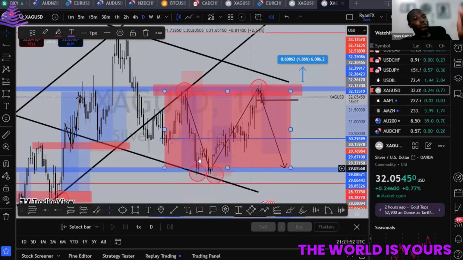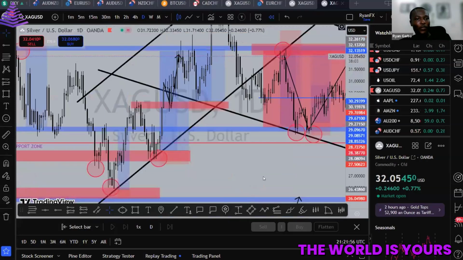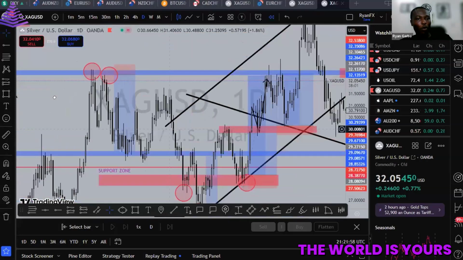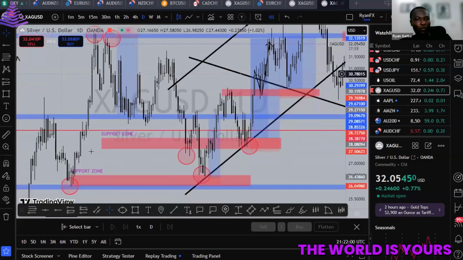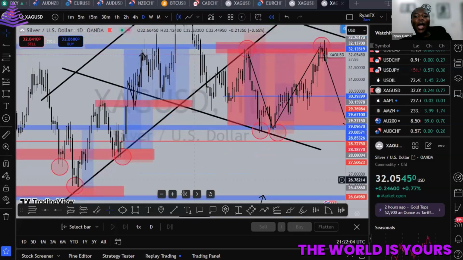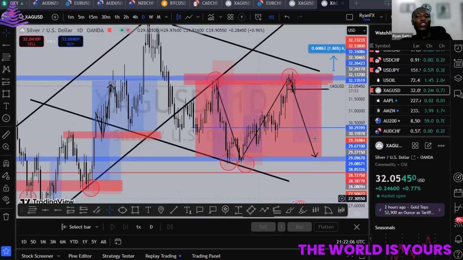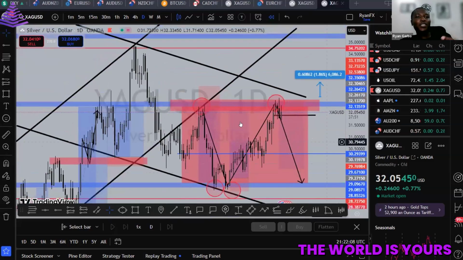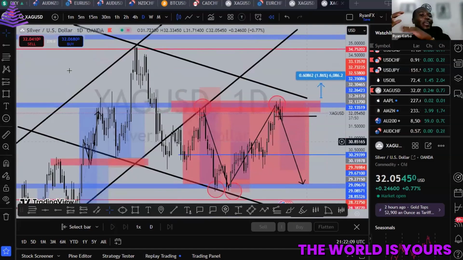Okay, so we spotted some here. Double top, double bottom. It's the same thing. You see, price, there's nothing new on the market. It keeps repeating the same old thing, but it takes time. And trust me, on the higher time frame, it's very, very juicy.